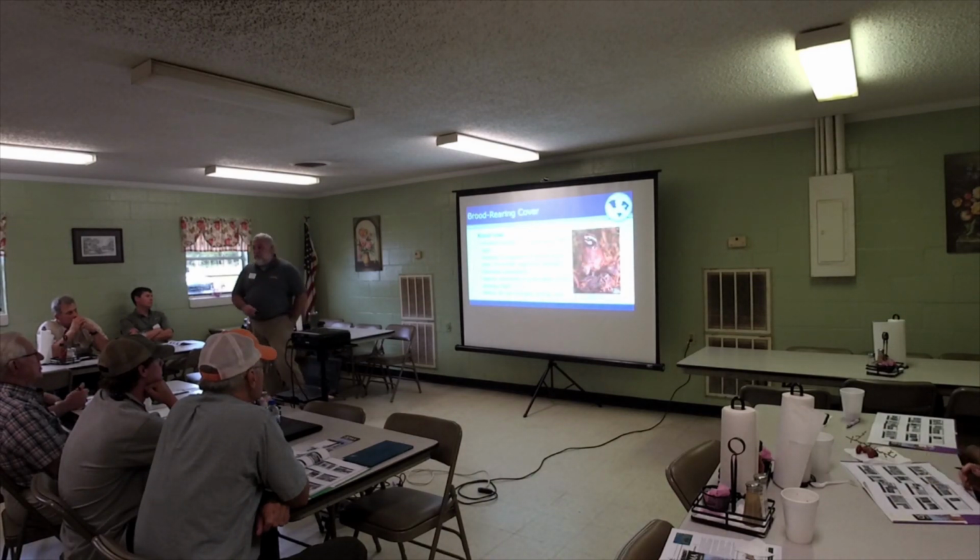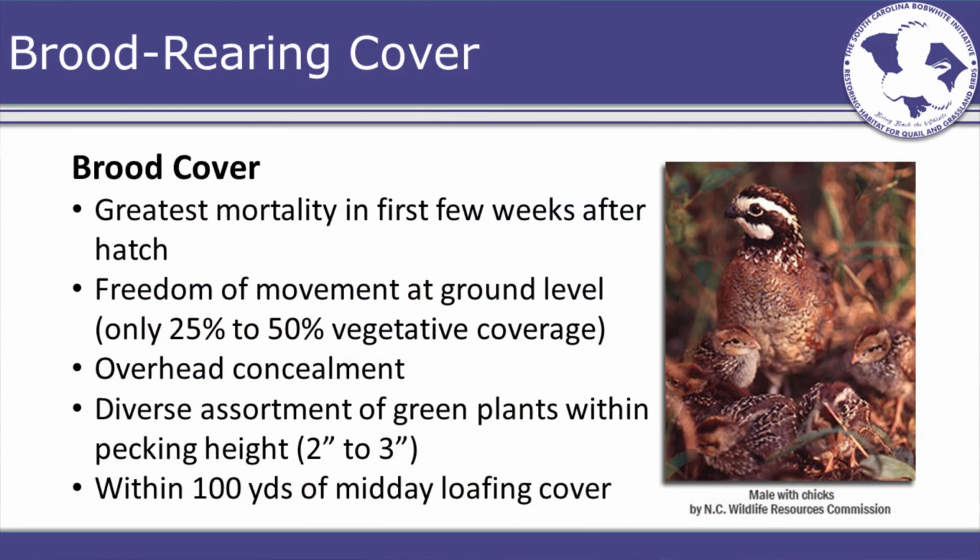Okay, let's move into brood cover. As I said, with brood cover, we're looking for a greater diversity in number of forbs. So the flowering plants and the legumes are important. The reason that this is important is because, I think Corey mentioned, the greatest mortality is in the first few weeks after the hatch. Those birds are lost.